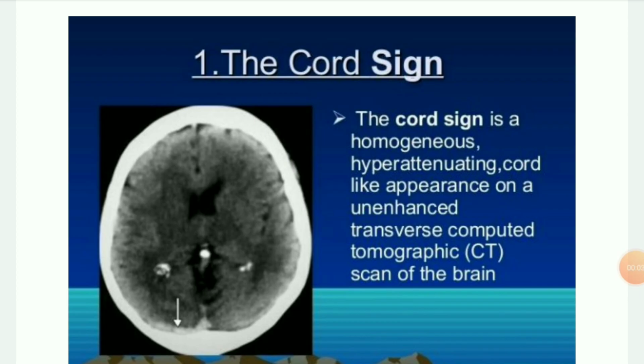First sign is the chord sign. Chord sign is a homogeneous hyperattenuating chord-like appearance on an unenhanced transverse computed tomographic scan of the brain.